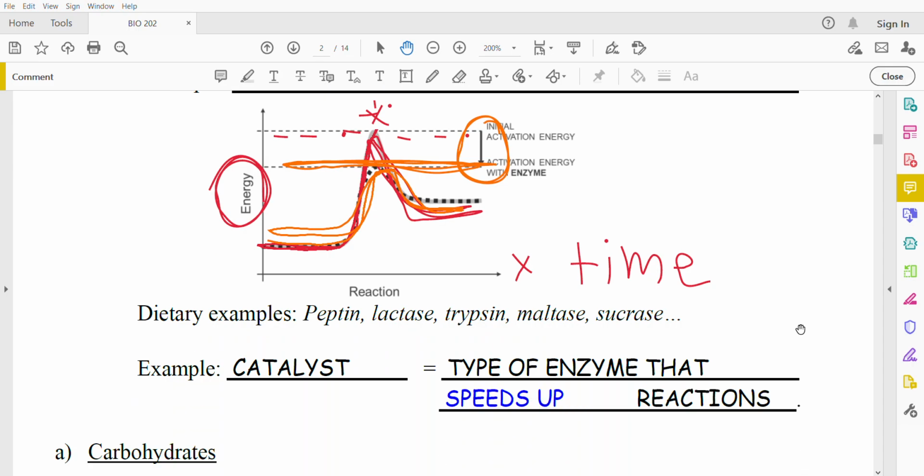There's a bunch of examples that I've listed there: lactase, trypsin, maltase, sucrase. And one type of an enzyme that we often see, and I think that your textbook really used to highlight, would be a catalyst. Catalysts are enzymes that speed up reactions. So not all enzymes speed up reactions. It's especially catalysts that serve this purpose. Catalysts speed up chemical reactions.